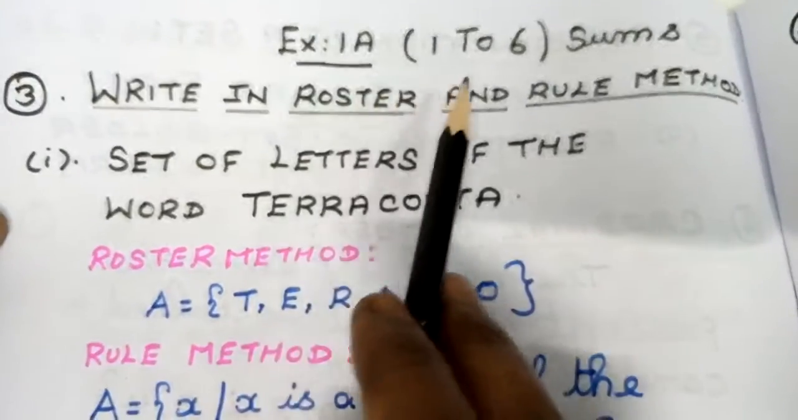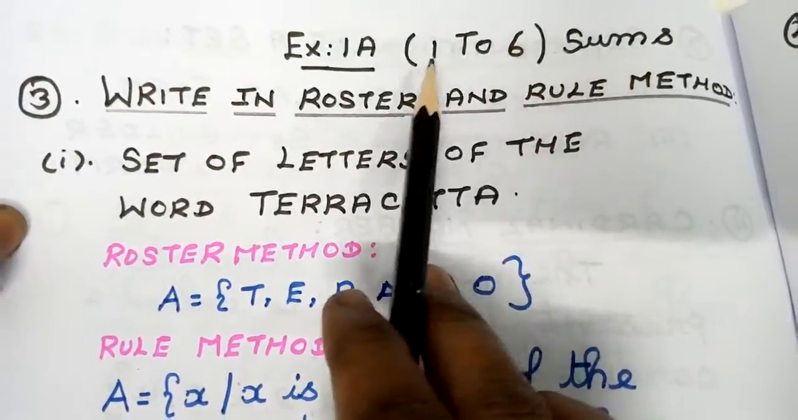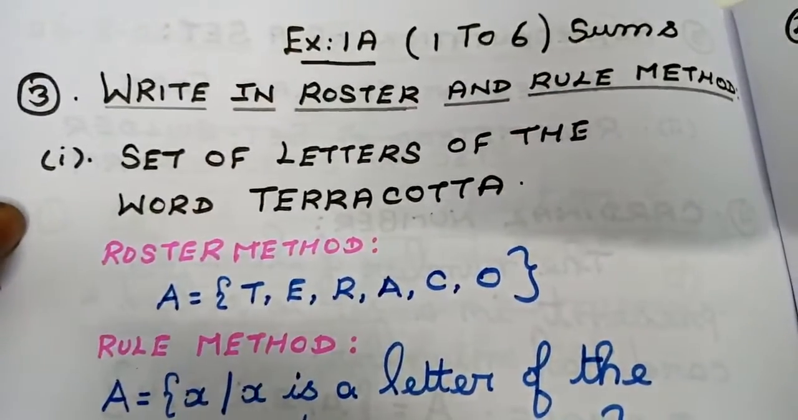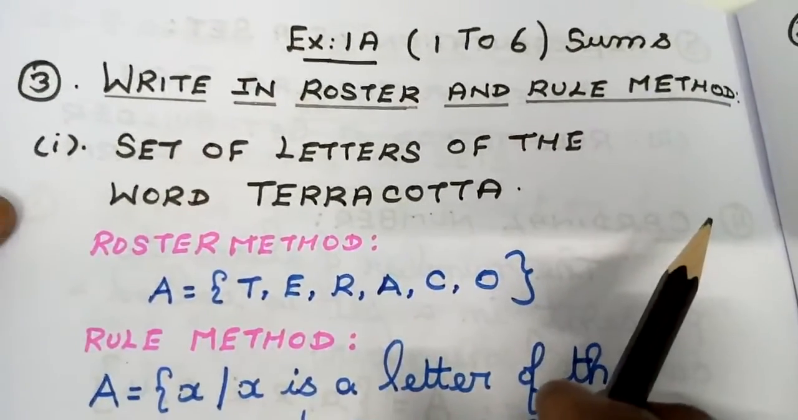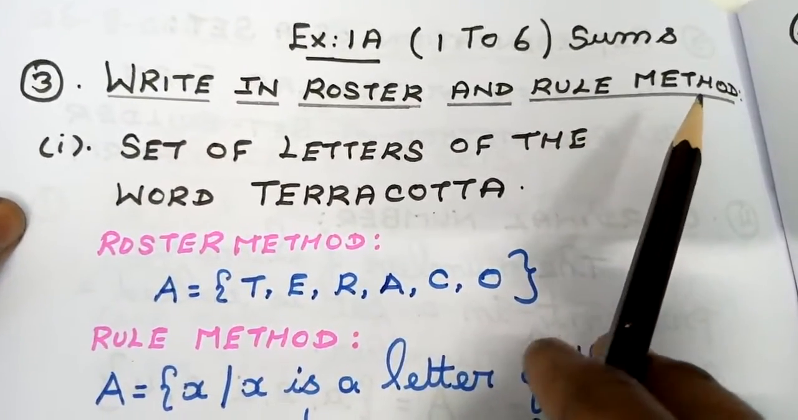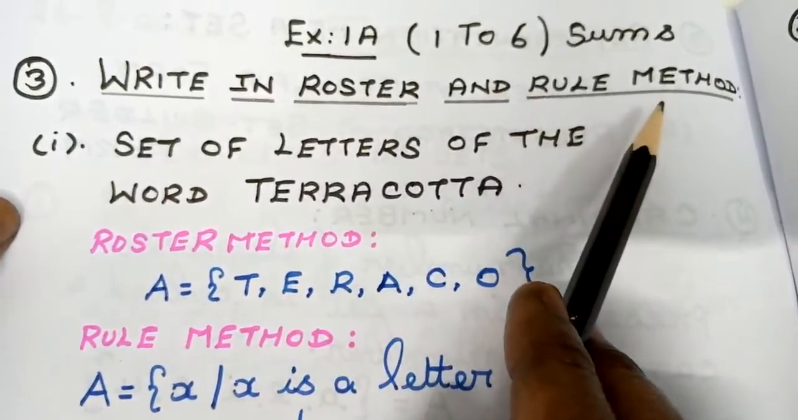Next, we are going to do the third sum. Exercise 1A, 1 to 6 sums we are going to see now, students. The first two sums you are going to mark in your book. From the third sum onwards, you are going to do it in your classwork. Now, we will start with the third sum. Write in roster and rule method. I am just writing the question in short. They are asking you to write in roster as well as in rule method.